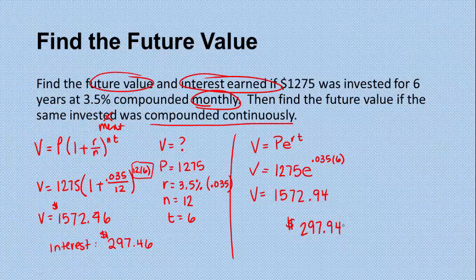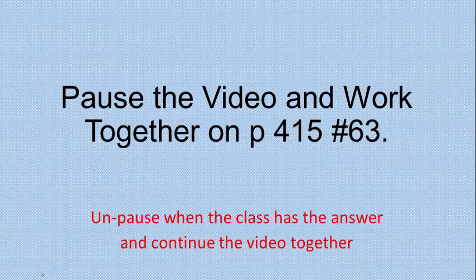All right, at this point I'd like you to pause the video and work together on number 63 from page 415. I think this should take you, because it's very similar to the problem we just did. There's one scenario with 2 different interest formulas used, so I really don't think it should take you more than about 3 or 4 minutes. So why don't we go ahead and pause the video. When the class is ready, please unpause the video and resume watching.